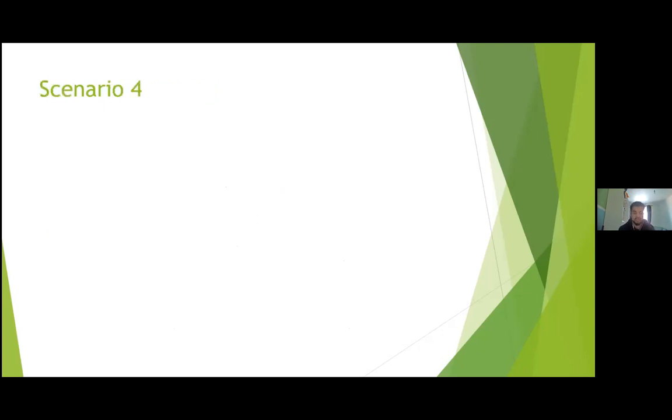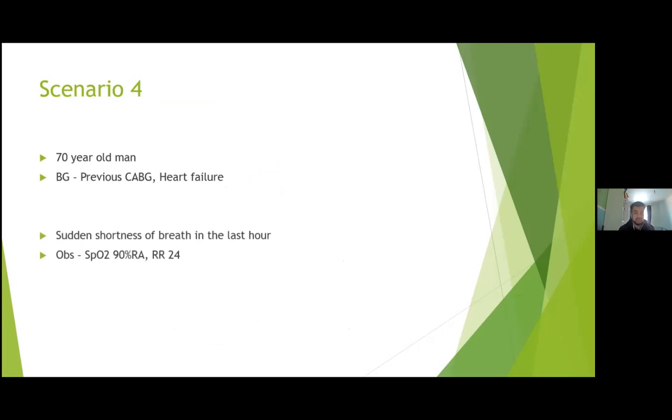Okay, so coming on to the last two scenarios, which are fairly quick. We've got a 70-year-old with a previous CABG and heart failure, who develops sudden shortness of breath, is desaturating, and the respiratory rate is 24. So that's the scenario. What do we think is going on? Any ideas?